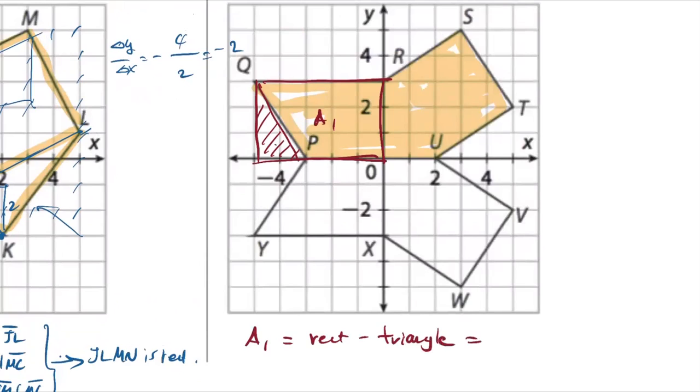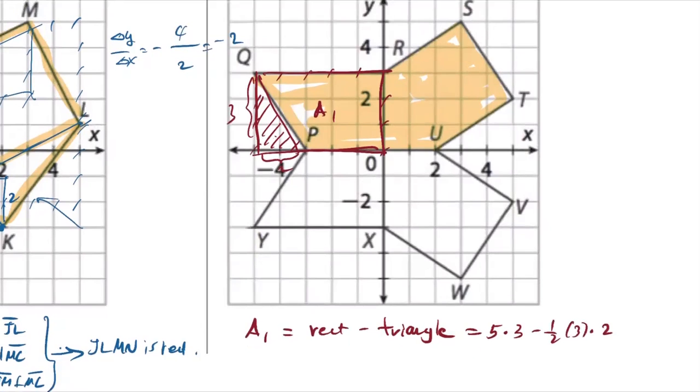And that one should be pretty straightforward, right? We could just count. 1, 2, 3, 4, 5. The base is 5. The height is 1, 2, 3. Okay, let's look at this triangle right here. The height over there is 1, 2, 3. That's 3 right there, and that is a 2. So that's 1/2 times 3 times 2. So that is 15. They cancel. Minus 3 is 12. So the area 1 is equal to 12.